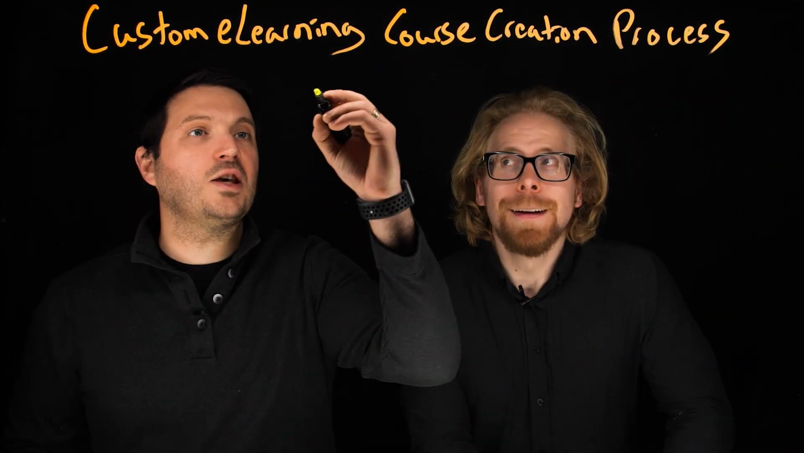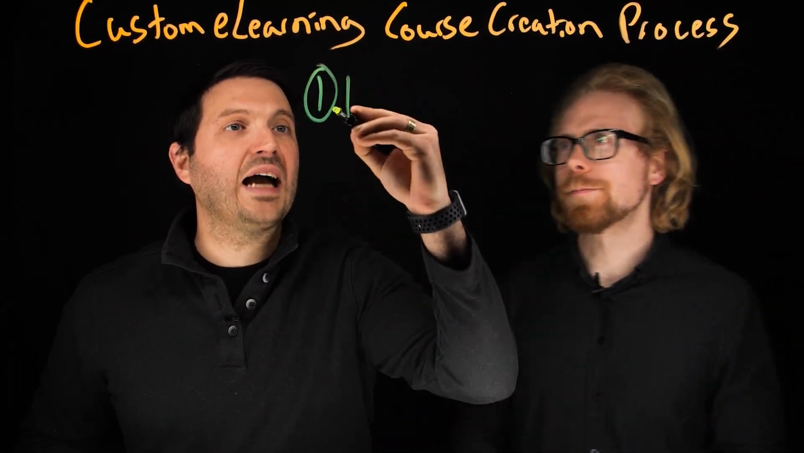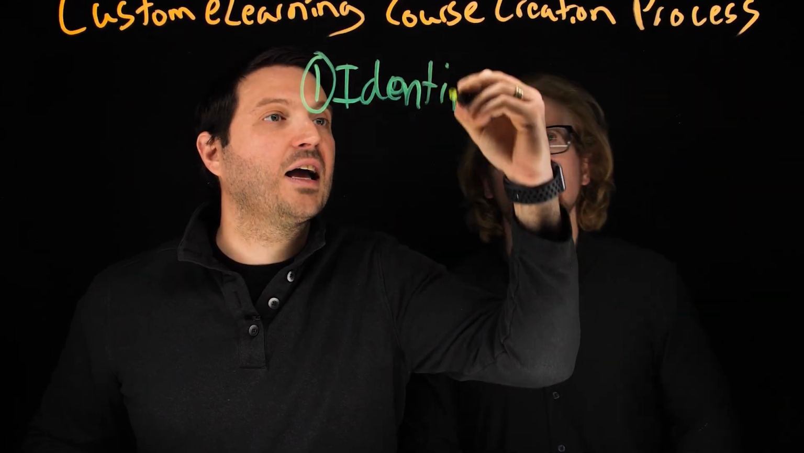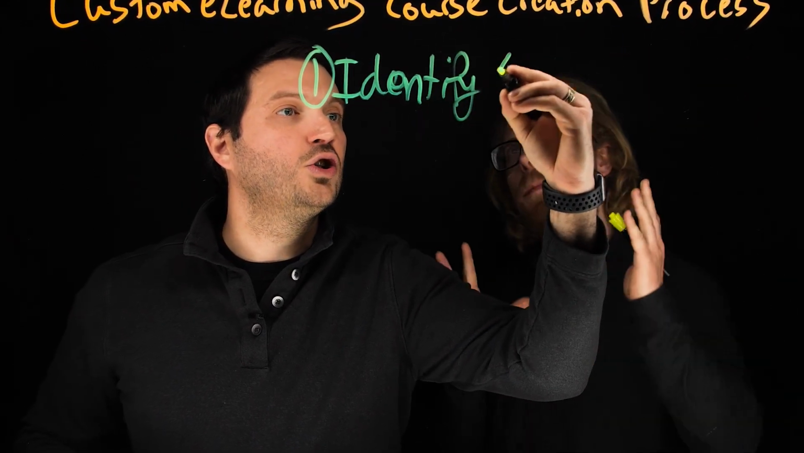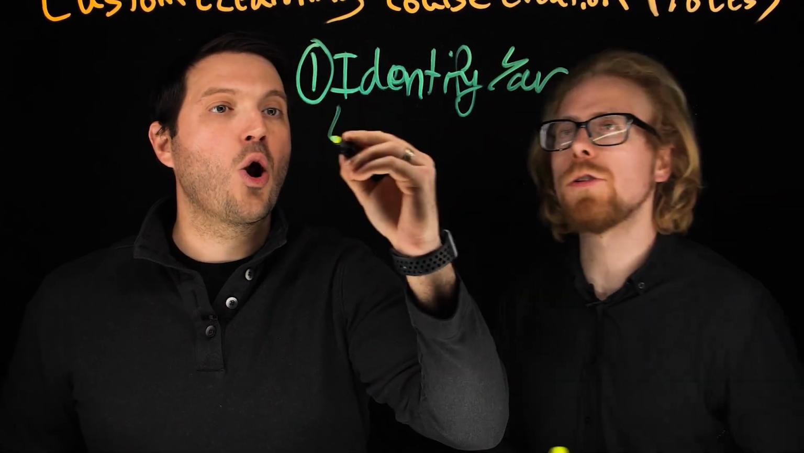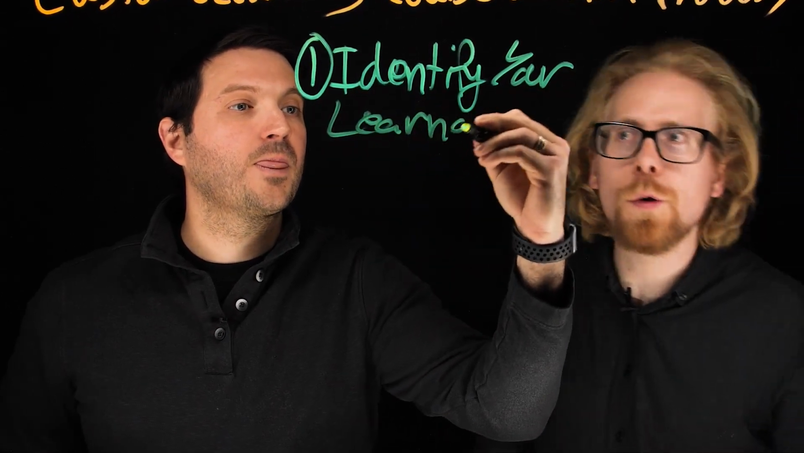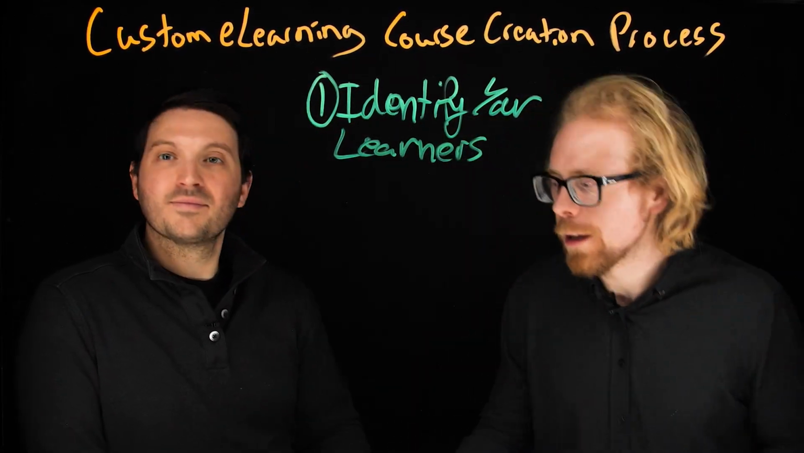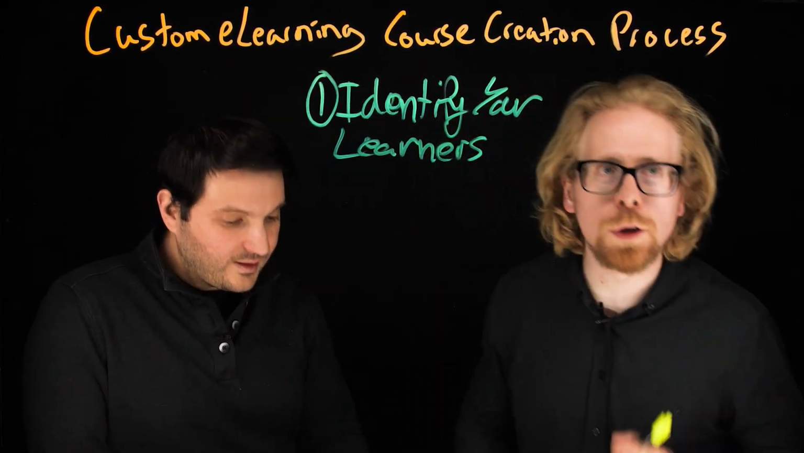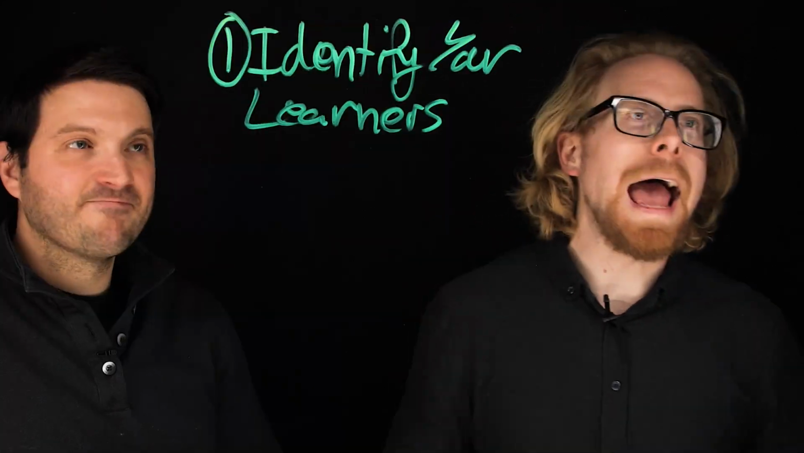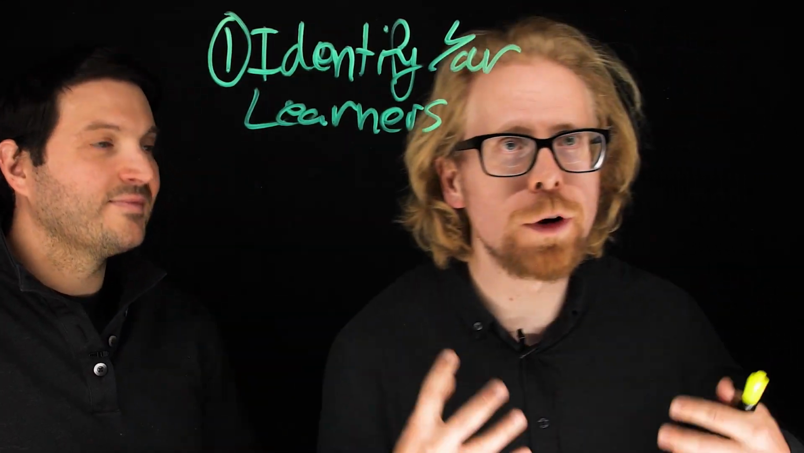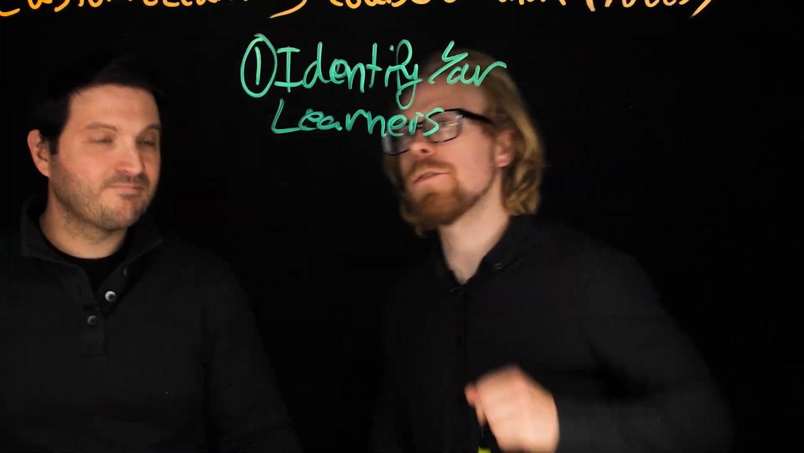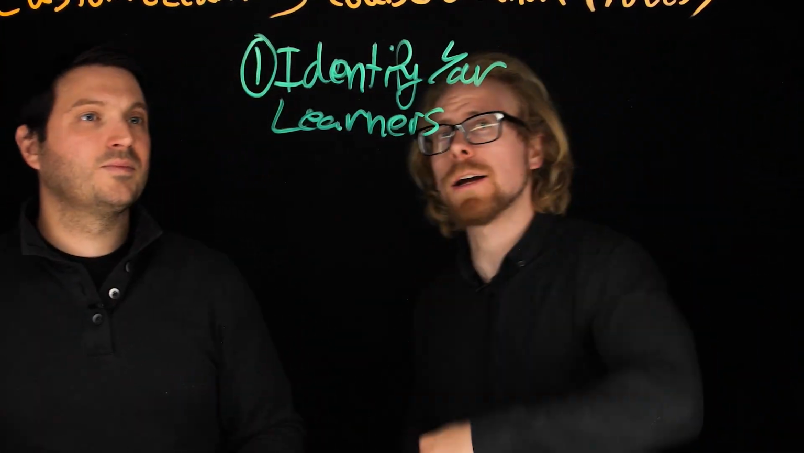The first thing that you've got to do is identify your learners. Exactly. Identify. So the great thing about custom e-learning courses is that you can create a course out of anything. Well, you don't want to just create it out of anything. You want to create it for your learners. You've got to create actionable results for your learners with your program. So go identify your learners. If you want to learn how to do it, check out our free masterclass.